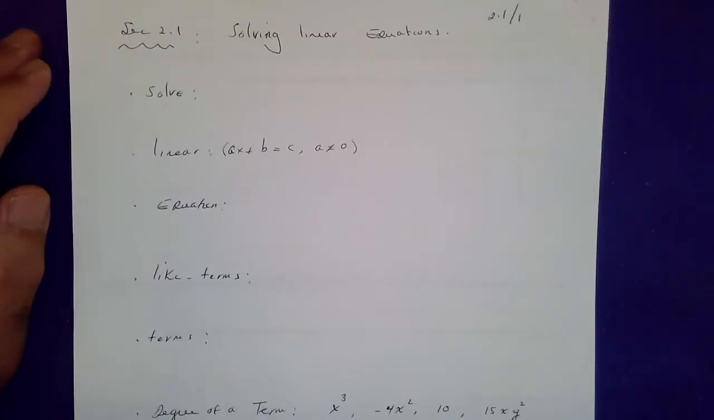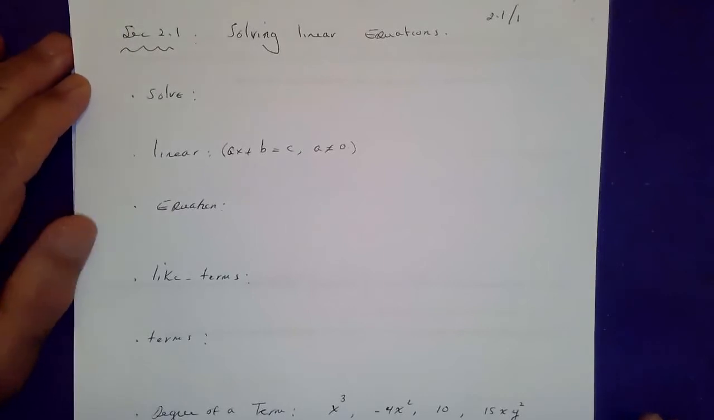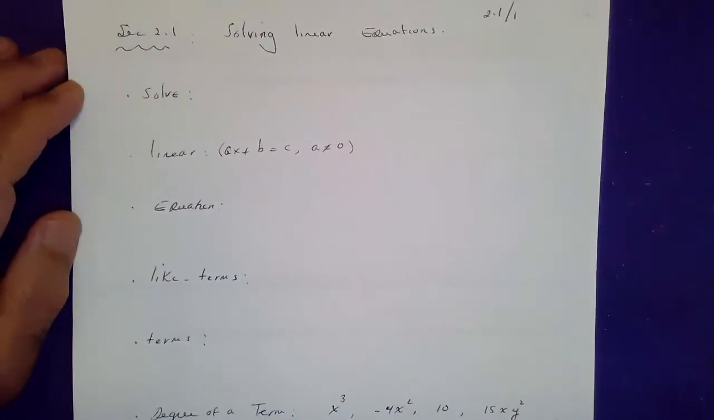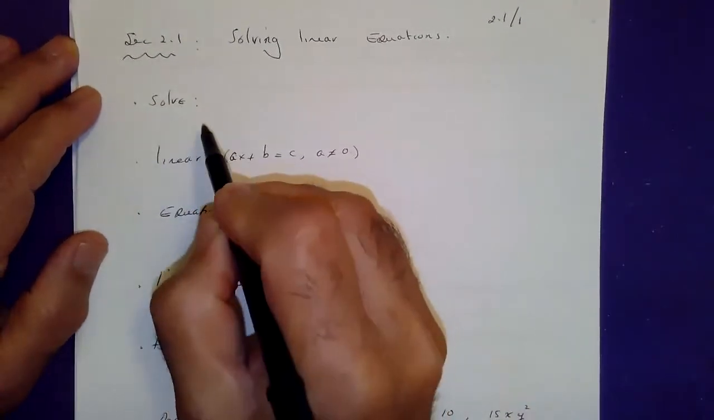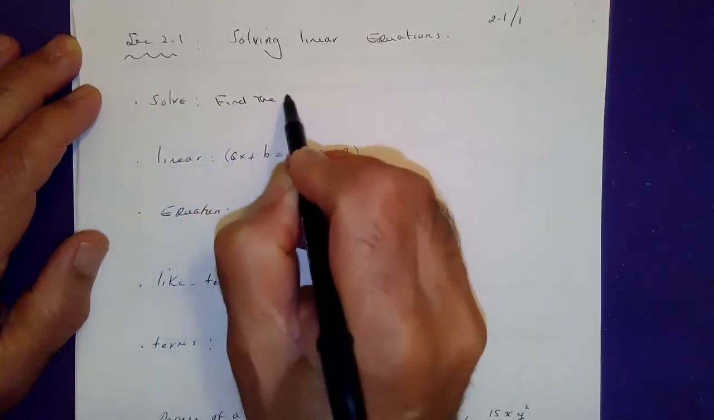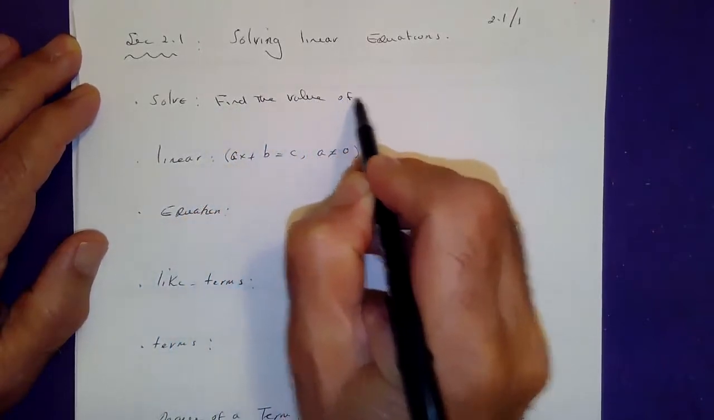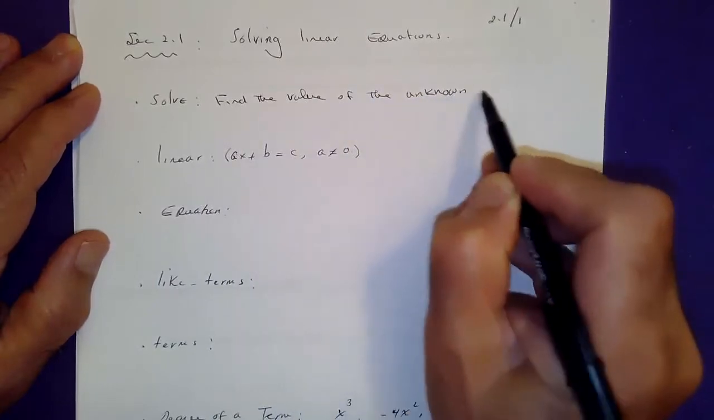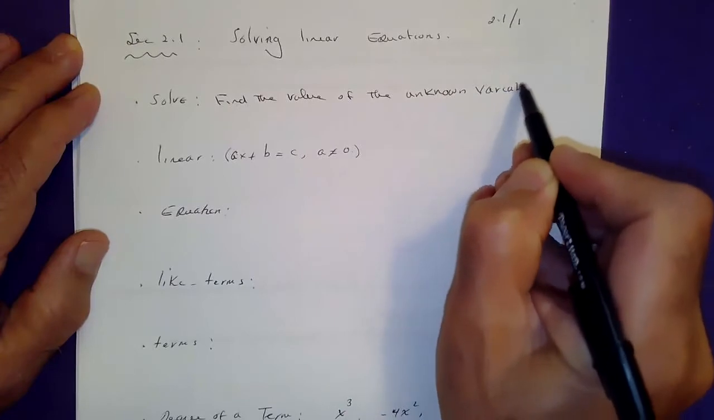Section 2.1, Solving Linear Equations. To begin with, let's define some of the terminologies in this section. For instance, what is solve? Solve means find the value of the unknown variable. Okay?